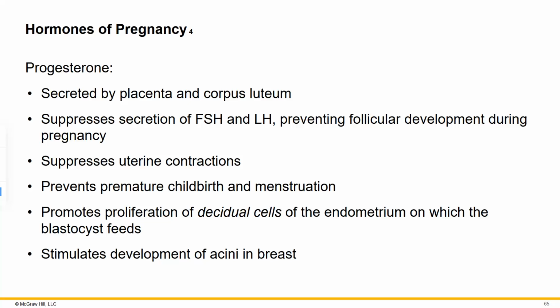Progesterone, secreted by the placenta and corpus luteum. It suppresses the secretion of follicle-stimulating hormone and luteinizing hormone, which prevents follicular development. We don't want another follicle to develop if we're pregnant. Suppresses uterine contractions, prevents premature childbirth, and prevents menstruation. Promotes the proliferation of decidual cells of the endometrium on which the blastocyst feeds. Stimulates development of acini in the breast.